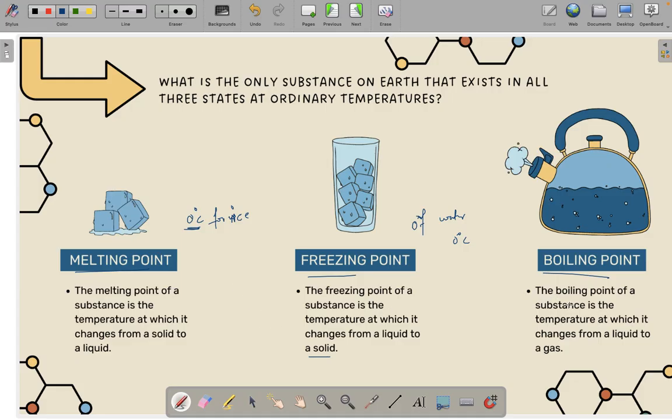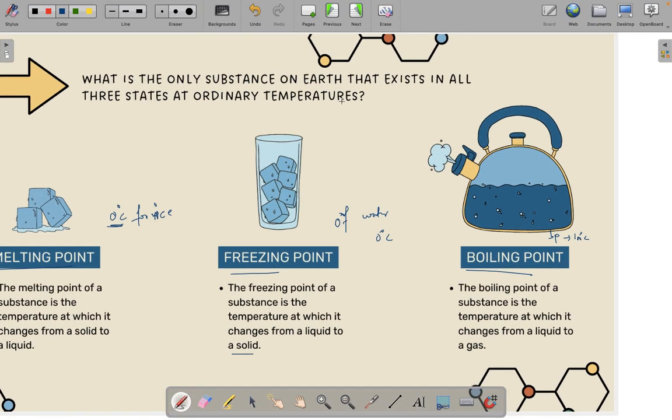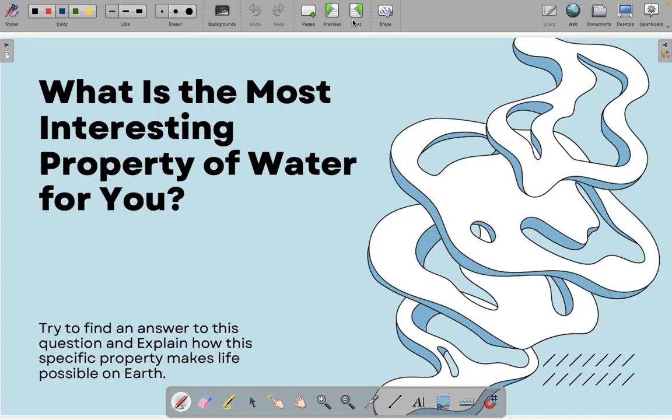And boiling point of a substance is the temperature at which it changes from liquid to gas. So this is boiling point, which is 100 degrees Celsius. So boiling point of water is 100 degrees because we are boiling water to get gas or water vapor, right? Now, can anyone tell me what is the most interesting property of water that they have observed so far?